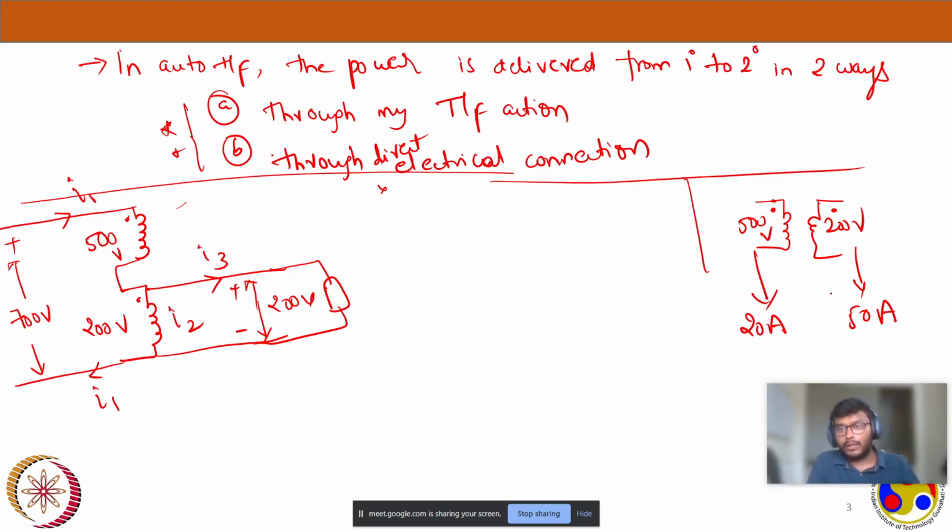Now let's say the current that should flow through the 500 volts winding is 20 amps, and the current that should flow through the 200 volts winding is 50 amps. Now with this information and this rating information, please tell me the values of I1, I2, and I3. I need directions also. Just think for 5 minutes and tell me what should be the values of currents.